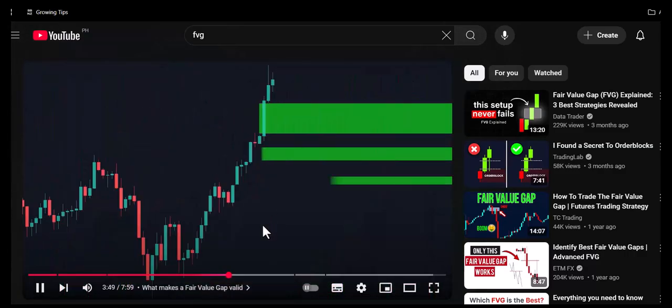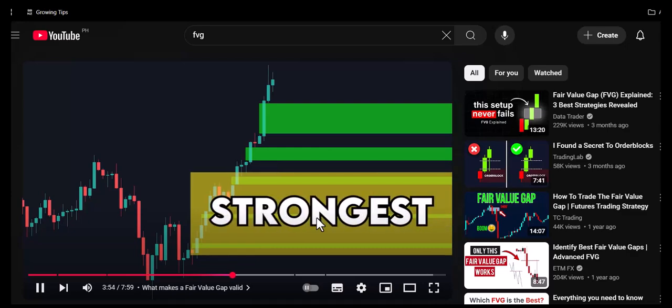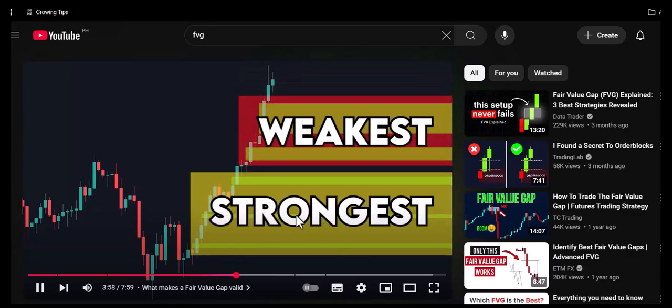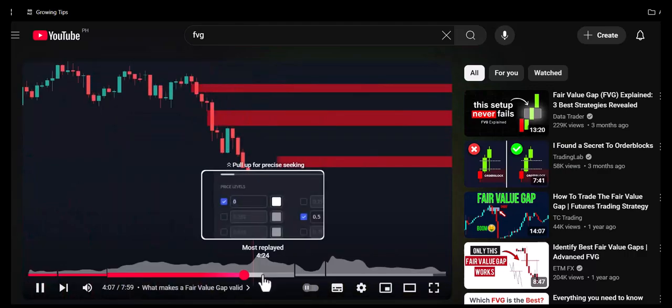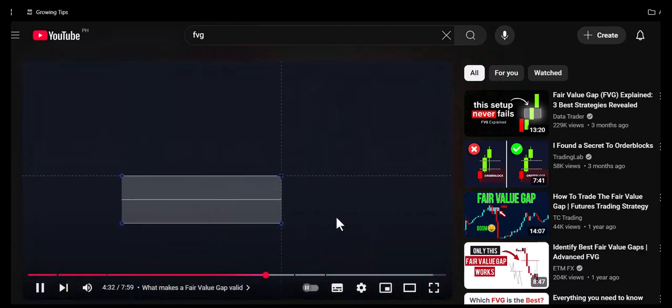Well, so here on this chart, we have multiple bullish fair value gaps. The lowest fair value gaps will always be the strongest and have the highest priority, while the highest fair value gaps will be the weakest and have the lowest priority. So in a perfect scenario, you should try to trade the lowest fair value gap possible. Same thing with bearish fair value gaps.